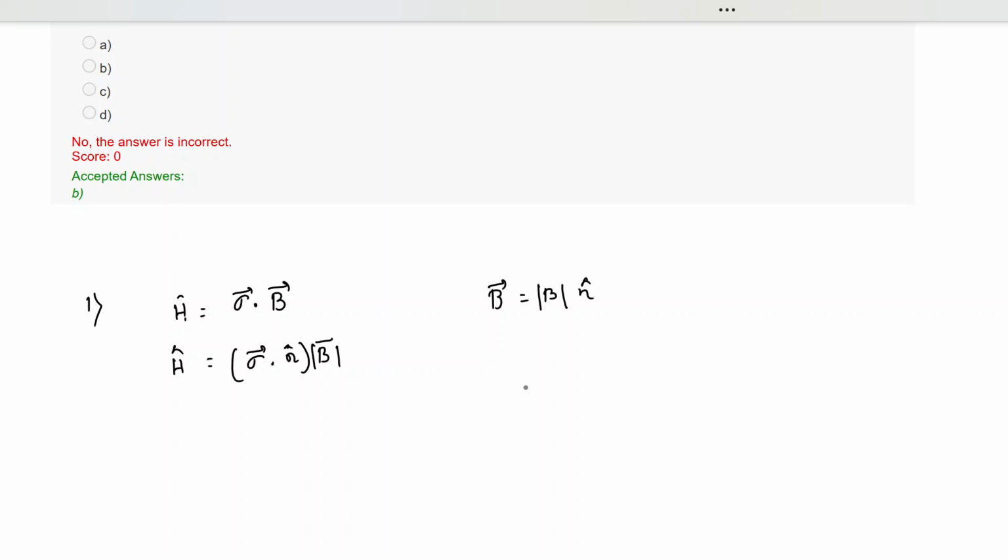Then what will be your Hamiltonian square? So H square will be sigma dot n cap square, times mod B squared. Here there can be a simplified expression: sigma dot n cap square, if you derive it, will be equal to your identity matrix. So that is equal to I times mod B square. So actually you are getting H square equal to the identity matrix times mod B square.